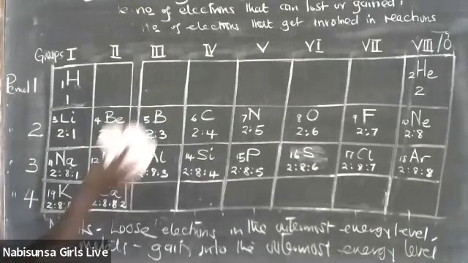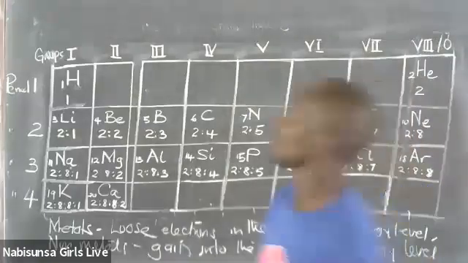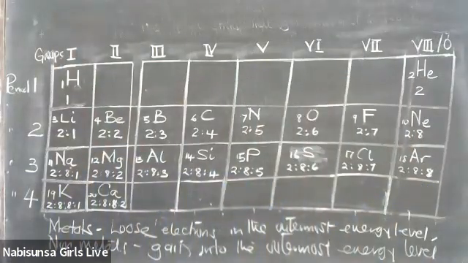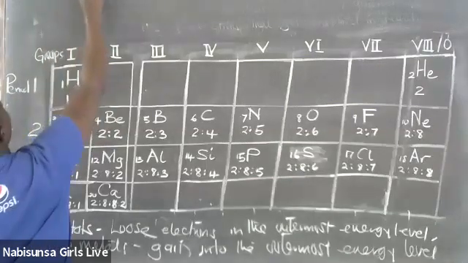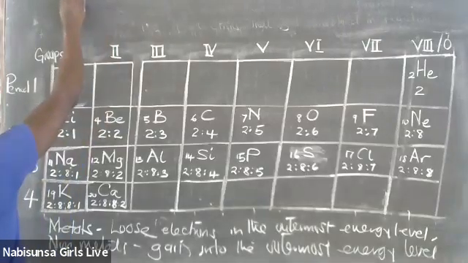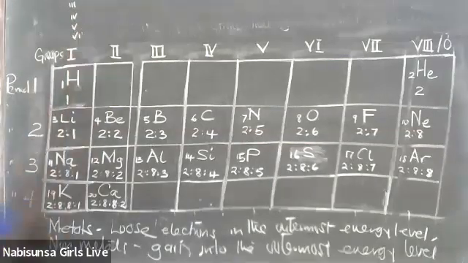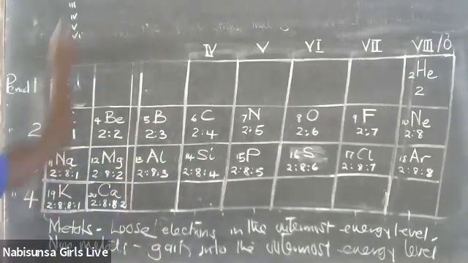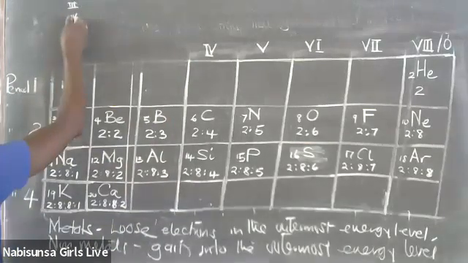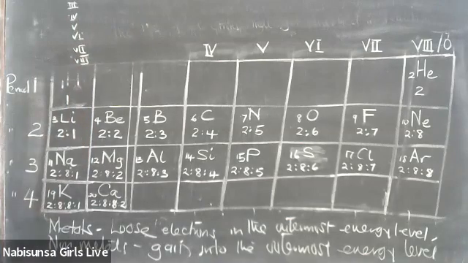So we are going to note, having seen what combining power is, a valence. We shall now write the group of an element and we write the valence. So group 1, group 2, group 3, group 4, group 5, group 6, group 7, and group 8, down like that, in that format.